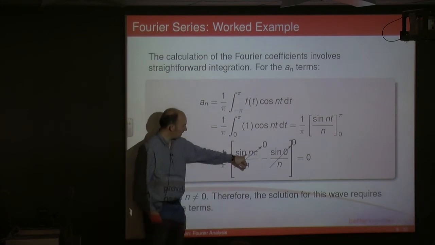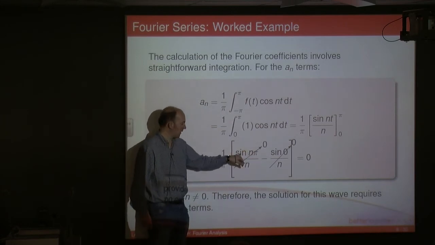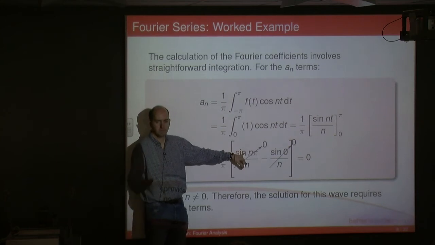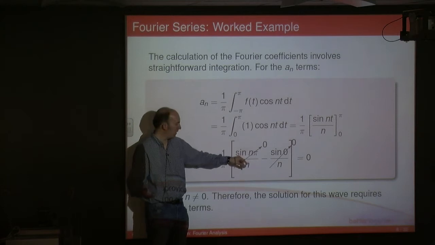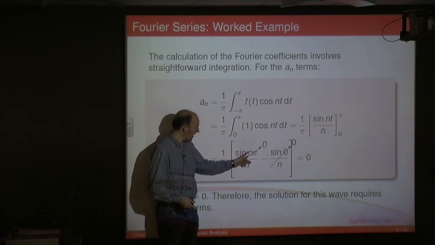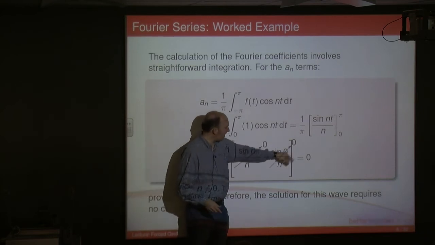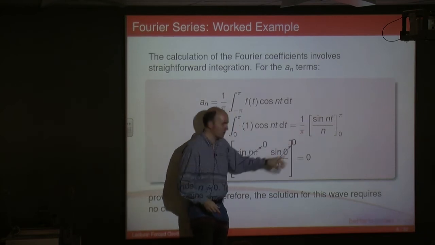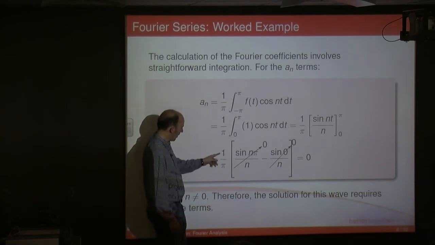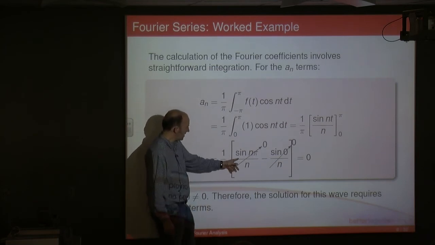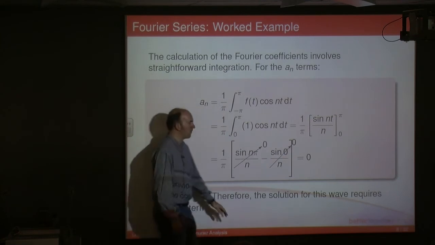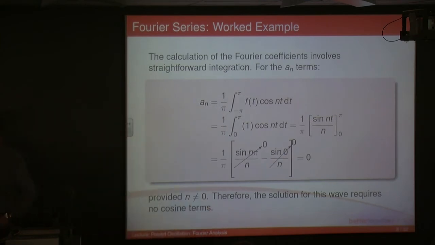Well, what's sine of pi? 0. Sine of 2 pi, 0. Sine of 3 pi, 0. And so on. So no matter what value of n is, this term is always going to be 0. And obviously sine of 0, if I stick 0 in, also equals 0. So I've got 1 upon pi times 0 minus 0, which must therefore be 0. So the an terms are 0.